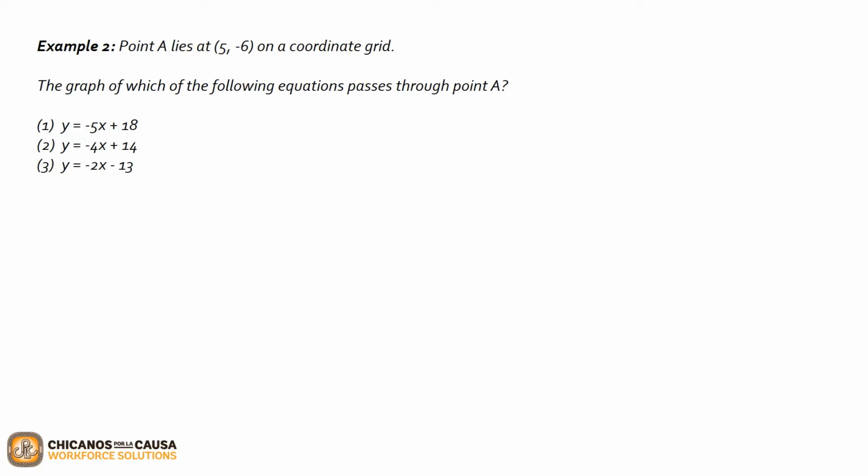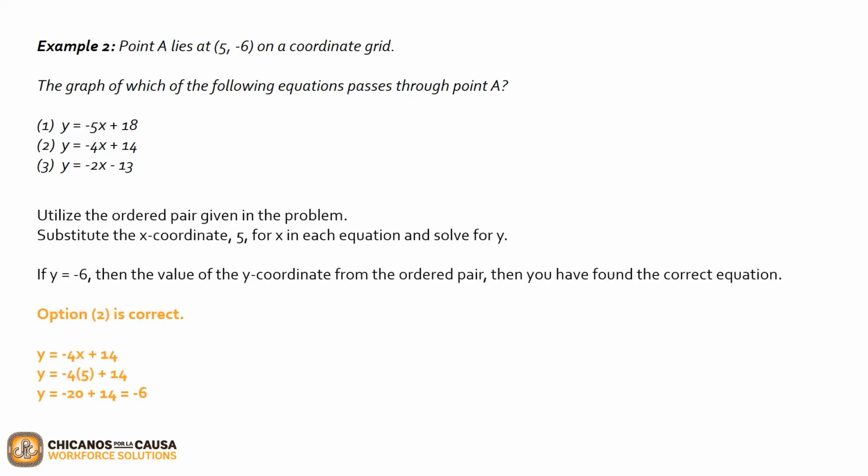Because remember, there's an endless amount of possibilities once it's actually a linear equation that is graphed. So we're going to go back to our guess and check method. We're going to utilize the ordered pair that's given in the problem and substitute the x coordinate, which would be 5, for x in each equation. And we're going to solve for y.